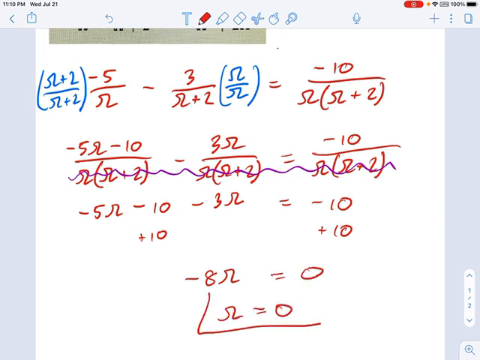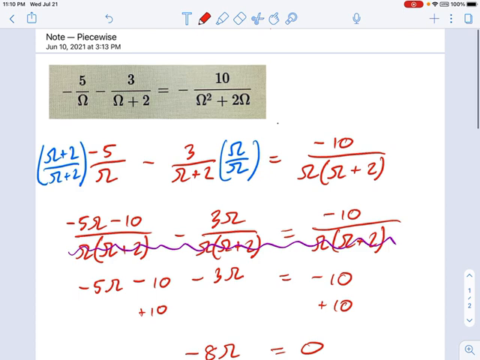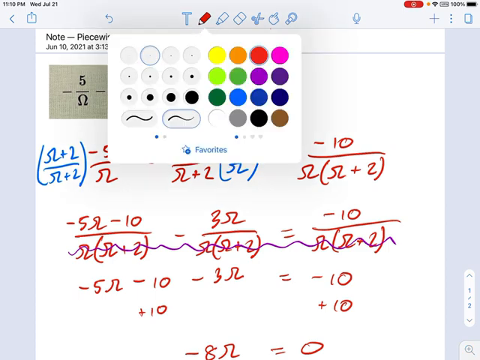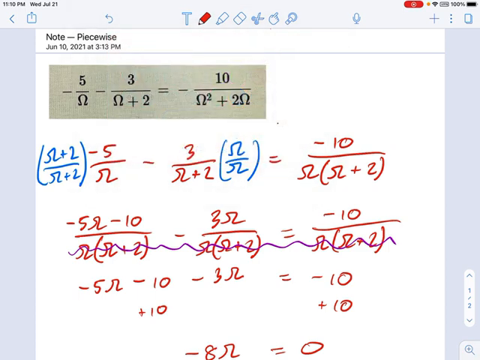Great, this is easy to solve. Omega equals 0. Almost done, right? We need to check and see if that solution actually works. So plug it into that original one, and actually it's easier than plugging it in. Take a look at all these things. See that omega right there? If you plug a 0 in for omega, you're going to get a 5 divided by 0, right?